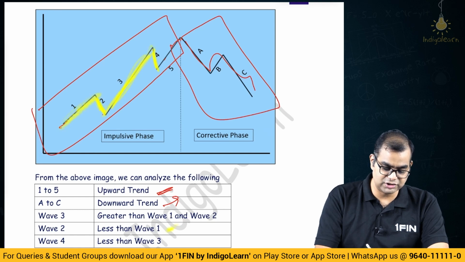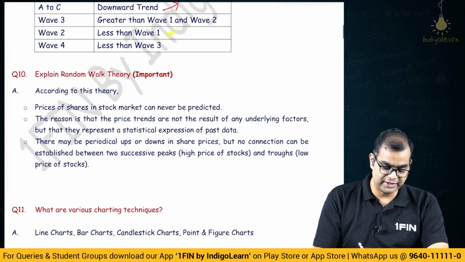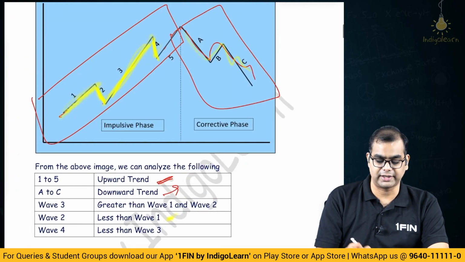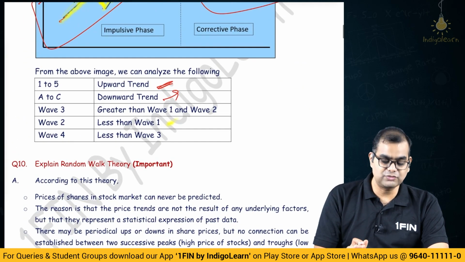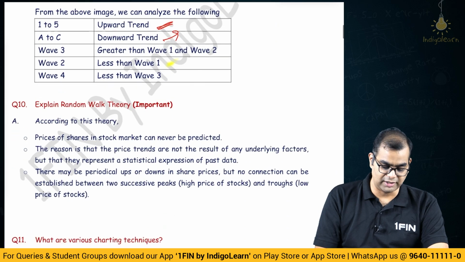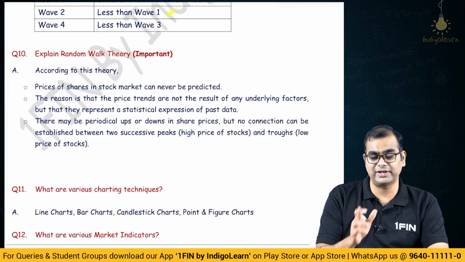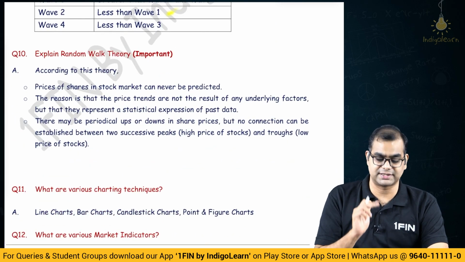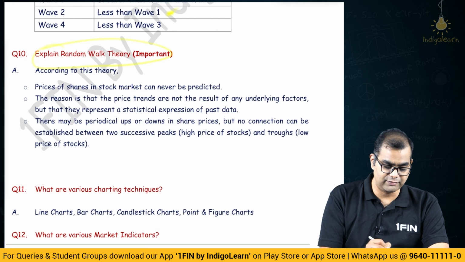So, if this follows this pattern, then this is particularly called an upward trend. In the same way, the opposite happens in the case of a downward trend. Okay, so this is what the Elliott wave theory is all about. Next, something that is very, very important, which I think they will ask or should ask at some point of time: explain the random walk theory.